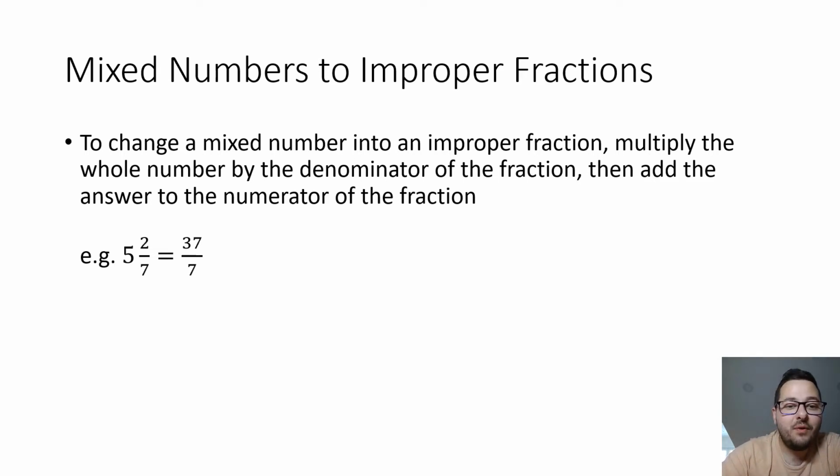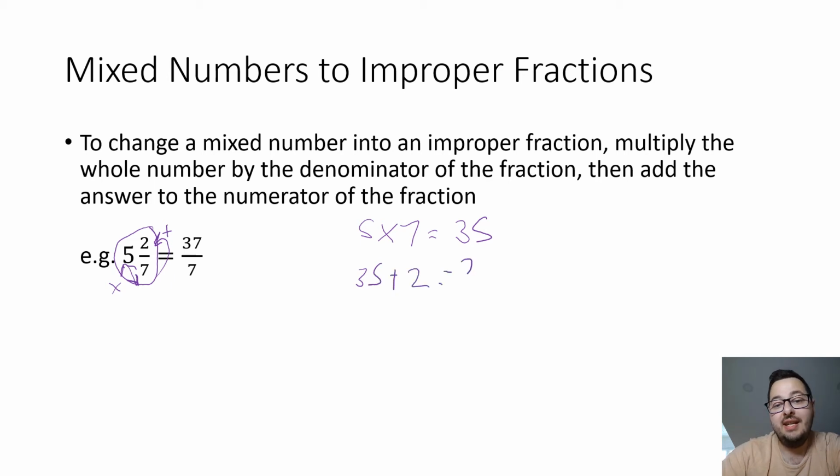So here we've got 5 and 2/7. First we do 5 times 7, which is 35. So you're timesing these two together and then adding the top number. So 35 plus 2 is 37. And that's how you end up with 37 over 7. Okay, and we'll do a few more examples of that in a second.